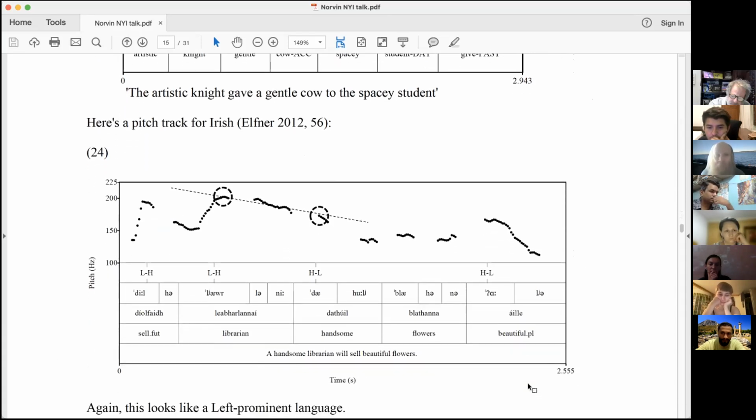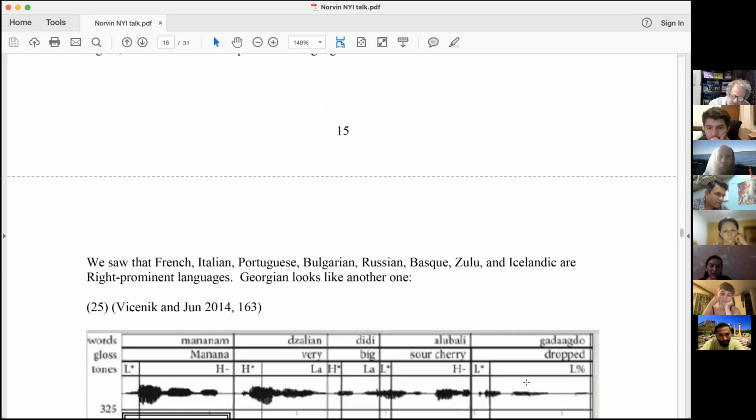Same deal for Irish here in 24. Here's an Irish sentence that means a handsome librarian will sell beautiful flowers. It's from Emily Elfner's dissertation. You can see a big pitch peak on librarian, much higher than handsome, so it looks left prominent.